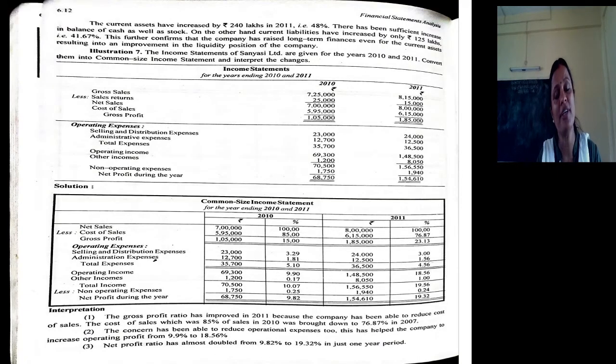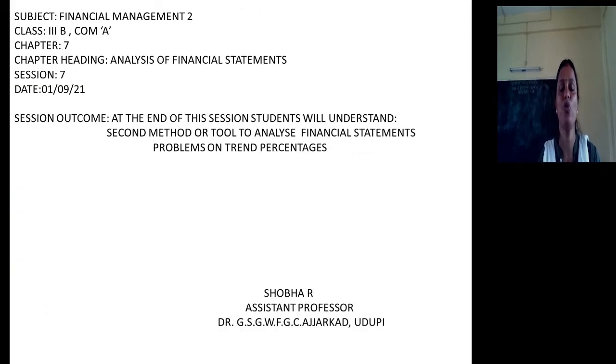In addition to solving certain problems which were sent to you through notes, I even solved some additional problems on trend percentages and common size statements. What you need to do is concentrate on how I prepared comparative financial statement, common size statement and trend analysis. And you must be in a position to comment on it. That is very much important. I have already explained the guidelines you need to follow while commenting on balance sheet and on income statement. You need to follow those guidelines.